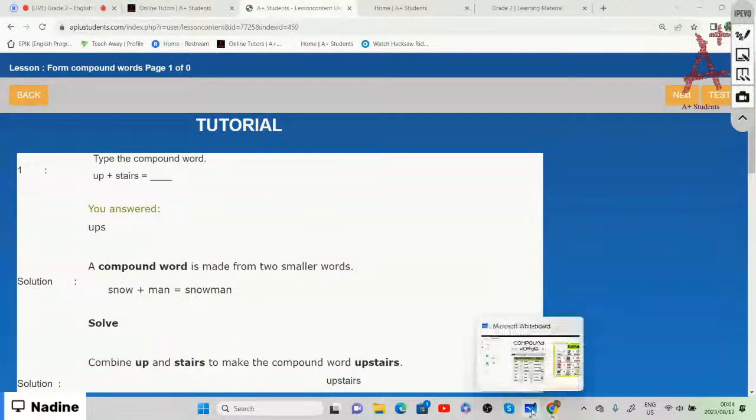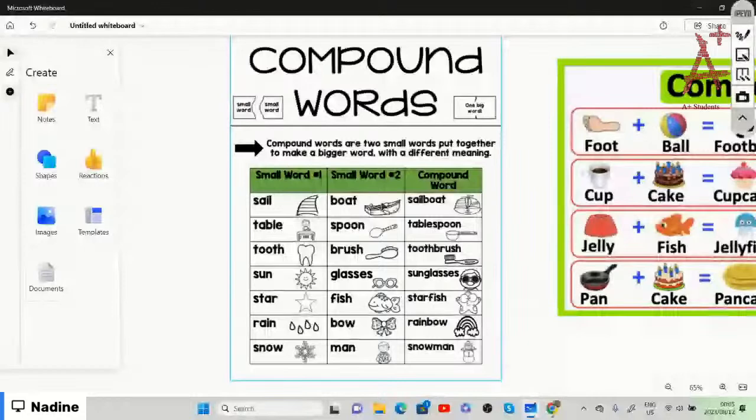But now if we put them all together and make one big word, which we call our compound word, then it becomes a sailboat, which means it's a boat with a sail. Then we have table plus spoon.